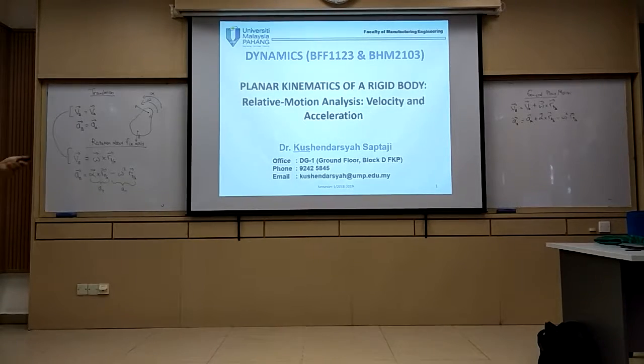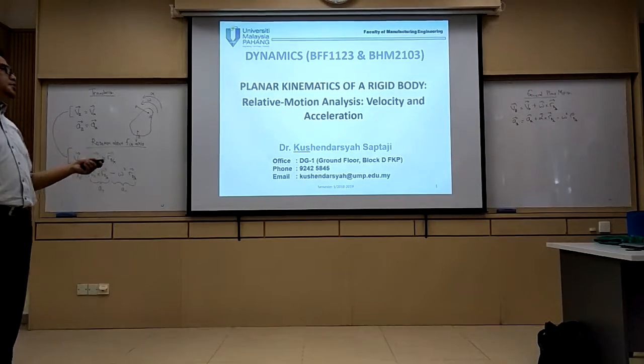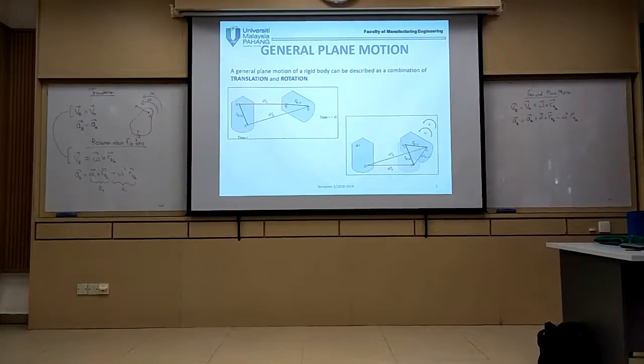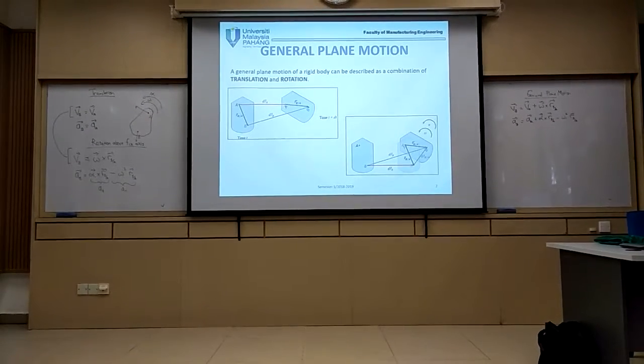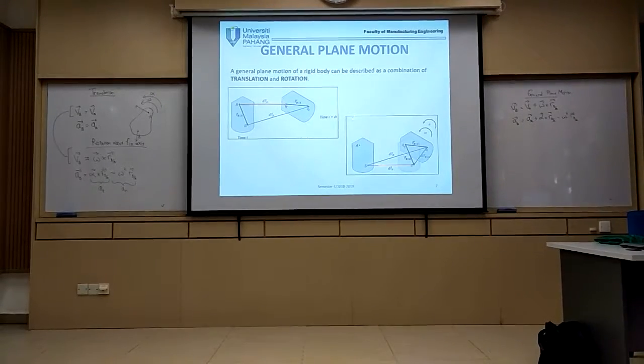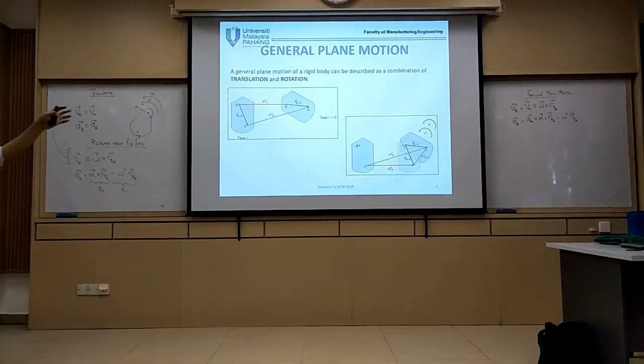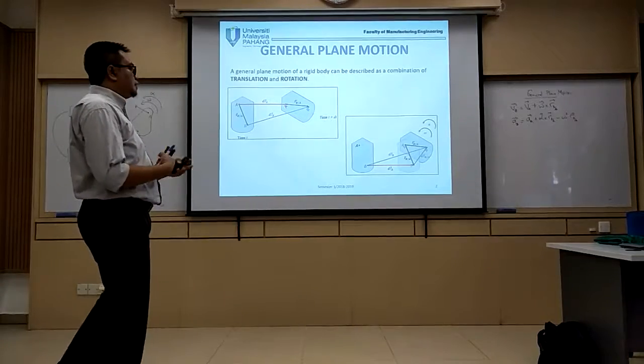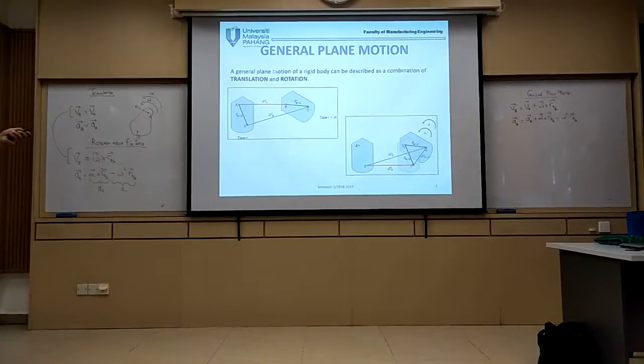So in the book, sometimes they call it relative motion. Okay, it's also called general plane motion. Maybe you can read the lecture notes. Basically this is more detailed in the lecture notes. Later on you can read. Basically, general plane motion is a combination of translation and rotation.